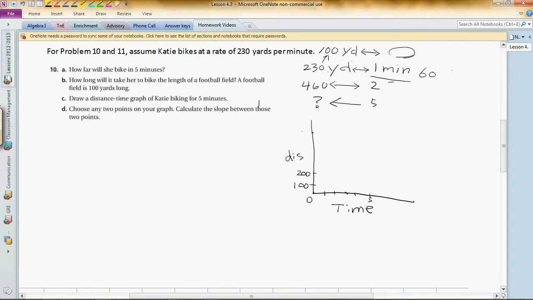That's what you do for part C, and choose any 2 points on your graph, calculate the slope. So you know how to do it, right? In order to find the slope, you find the second y minus first y over second x minus first x. So that's what you have to do.